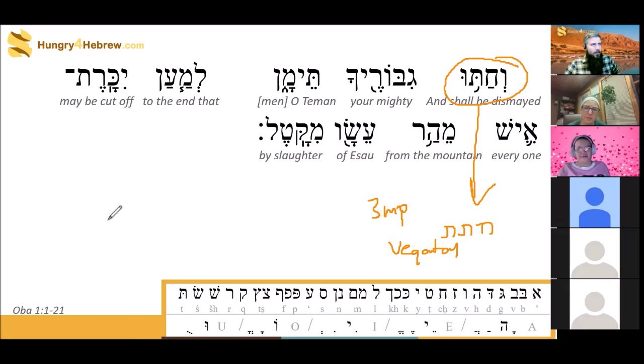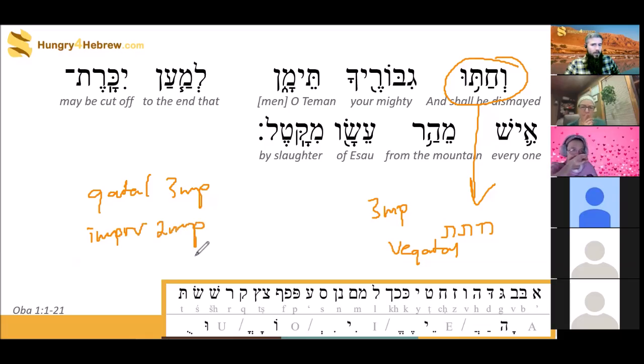Okay, let's go. The oo at the end is either a katal 3MP, or it could be an imperative 2MP. Anything else? I feel like I'm missing one. Well, it could have an oo at the end if it's a yiktol, but then it would need a yod at the front. So basically, it has to be one of these two, either a katal 3MP or an imperative 2MP. Which one is it? I think the answer is that it has to be 3MP katal, or actually vekatal because of the vav at the front.